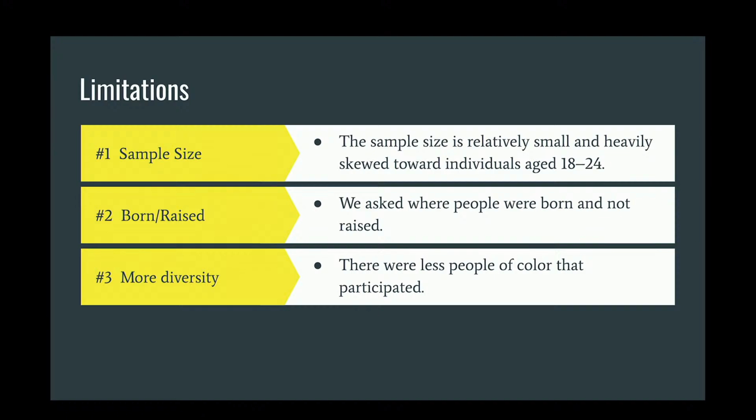So for our limitations, our sample size was small. It was mainly between the 18 to 24-year-old males, especially white Caucasian males. We also asked where participants were born and not necessarily where they were raised, which could affect their loyalty. Like if I was born in Virginia and I was a Commanders fan rather than if I was born in North Carolina and I was a Bills fan. Another limitation was we could have had more diversity. It lacked racial and ethnic diversity. It was mainly white people that took our survey.